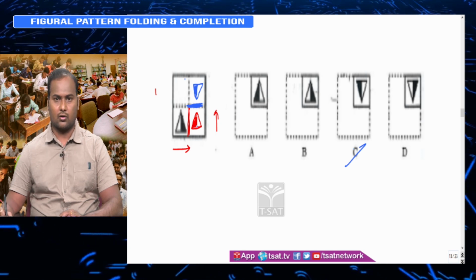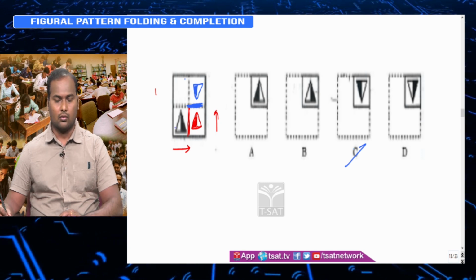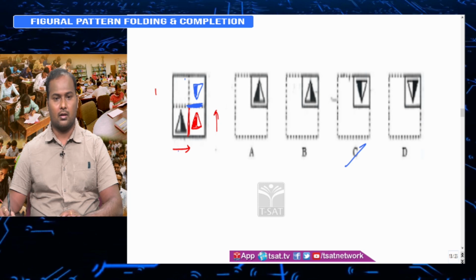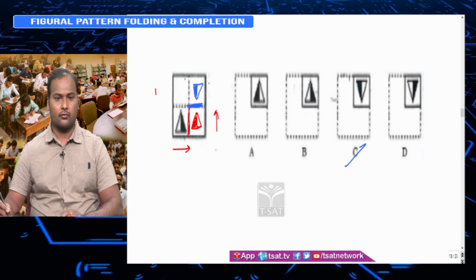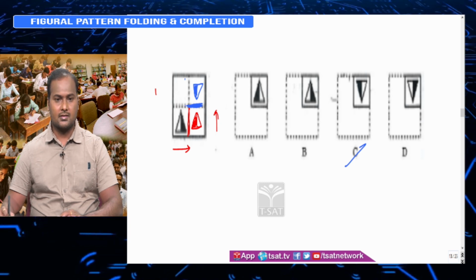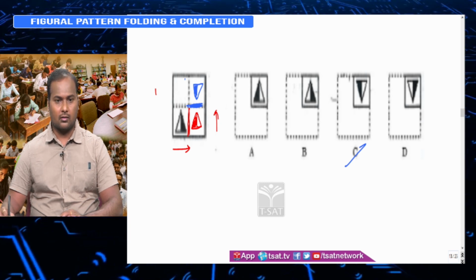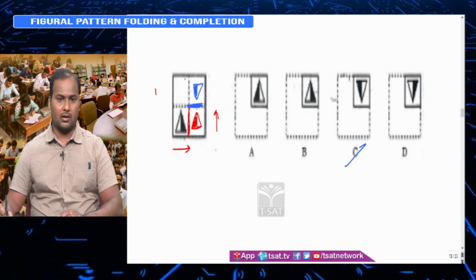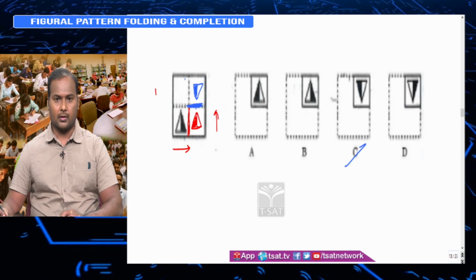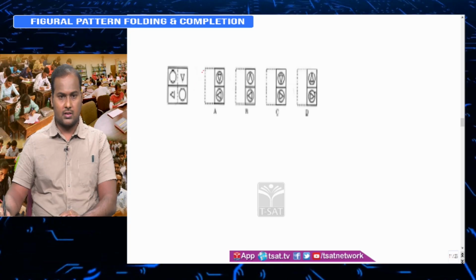In this case, there are two things. One is two foldings, that is from left side to right side and bottom to up. It doesn't matter how you are folding, always that line acts as a mirror. So whatever is near the mirror, keep near the mirror, and whatever is away from the mirror, keep it away from the mirror.